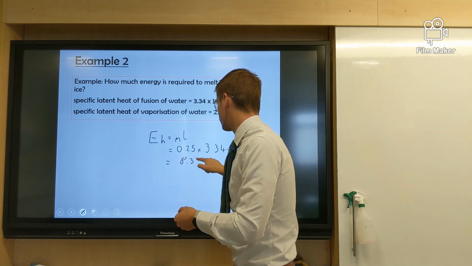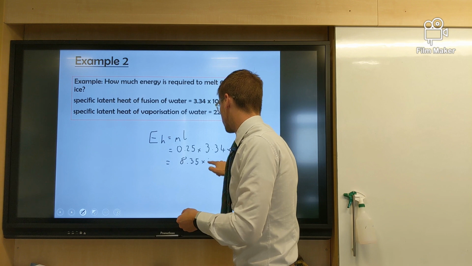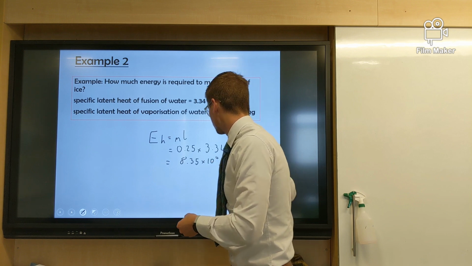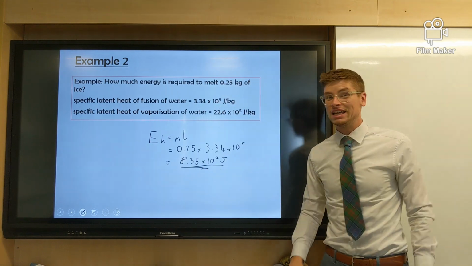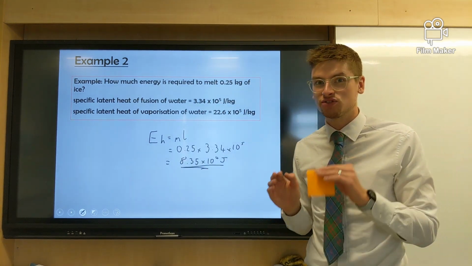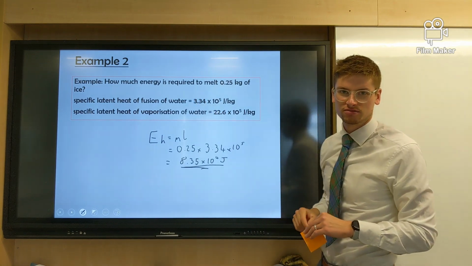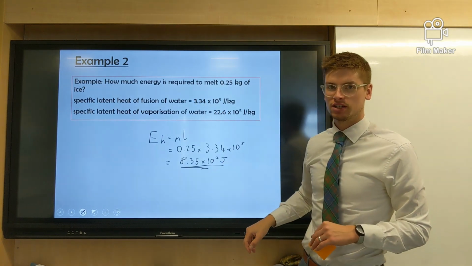the answer, which should be 8.35 times 10 to the power of 4 joules. Alright? Easy equation. You can get that. That's fine. The hardest part is knowing whether or not to use fusion or vaporization. And I put my answer into scientific notation.